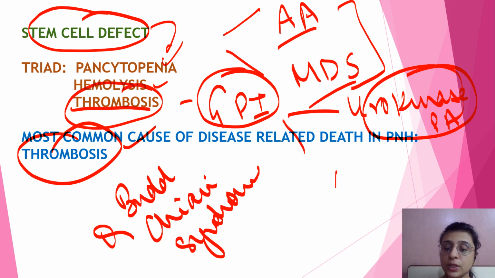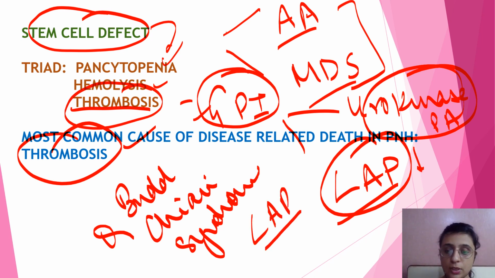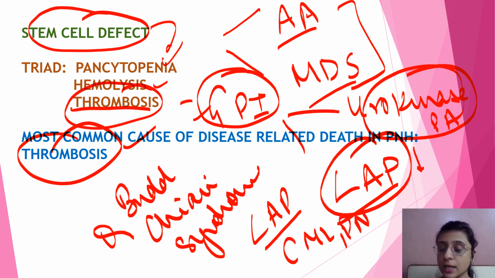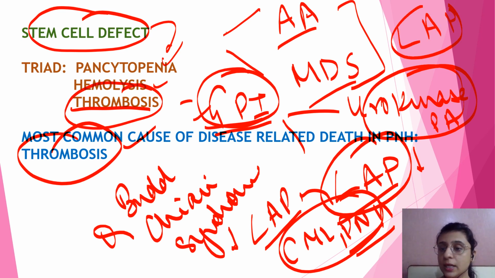Another GPI linked protein you should remember is leukocyte alkaline phosphatase, which is again deficient because these GPI linked proteins are deficient. So LAP score is low. If you remember, another disease which has a low LAP score is CML. So CML and PNH are two important conditions associated with low LAP score. In PNH, there is deficiency of GPI linked proteins, and this LAP is also a GPI linked protein, and thus LAP score is low in PNH.